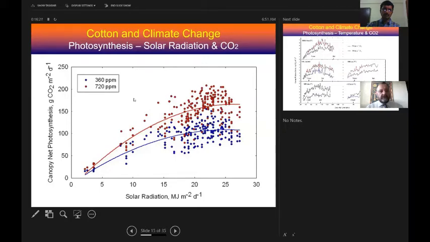One thing here is, if we were able to increase this potential, the potential at the ambient condition, by 10% or 20%, that makes a lot more difference. The photosynthetic response to radiation will make a lot of difference.